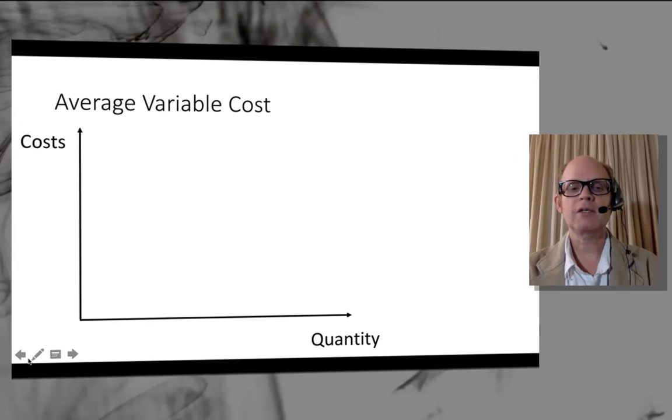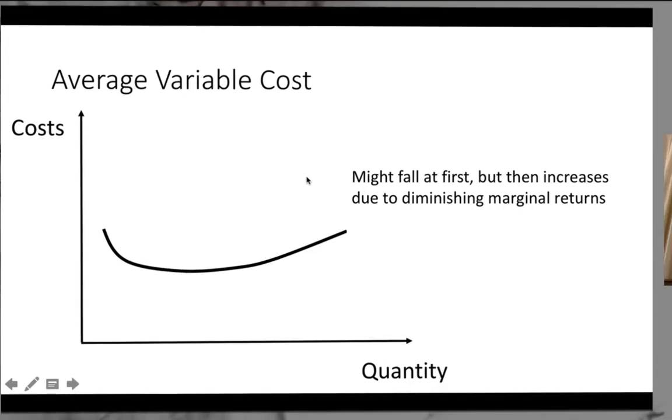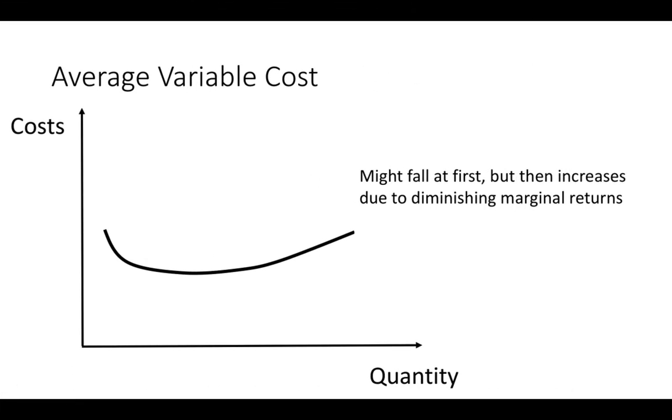Average variable cost, we'll draw in, looks something like this. Might decrease initially and then kind of flatten out, but then it will increase, and you should remember why, because we just talked about it a moment ago. Your average variable cost might fall at first, but then increases due to diminishing marginal returns.